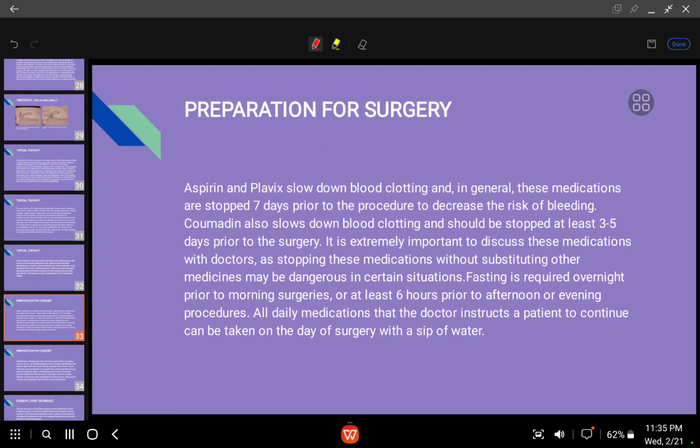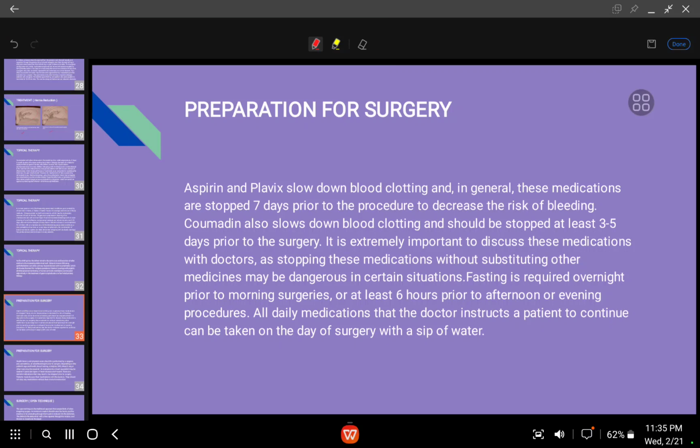So next, for the preparation for the surgery, aspirin and Plavix slow down clotting factors. In general, these medications are stopped 7 days prior to the procedure to decrease the risk of bleeding. Coumadin also slows down blood clotting and should be stopped at least 3 to 5 days prior to the surgery. It is extremely important to discuss these medications with the doctors, as stopping these medications without substitution of the medicines may be dangerous in certain situations.